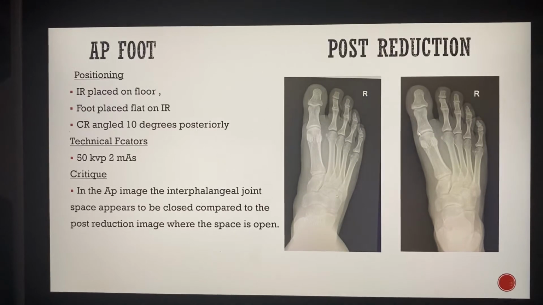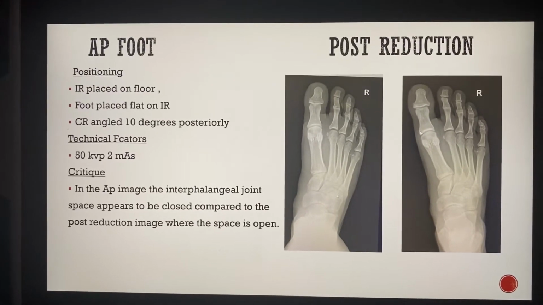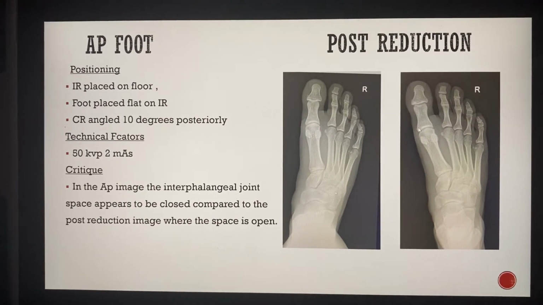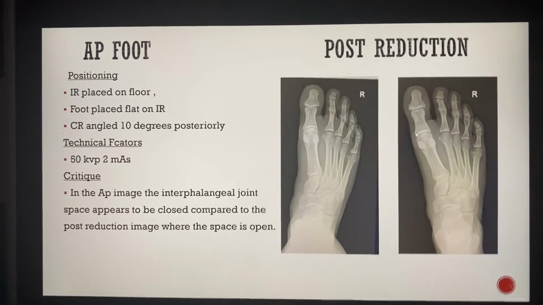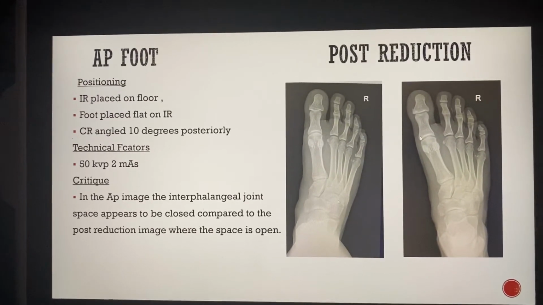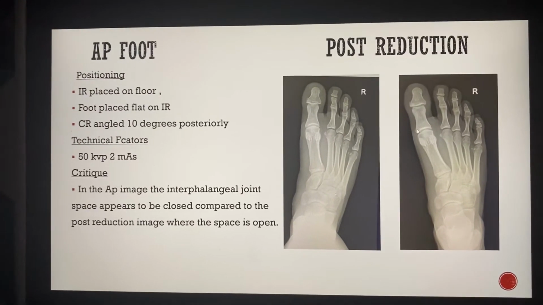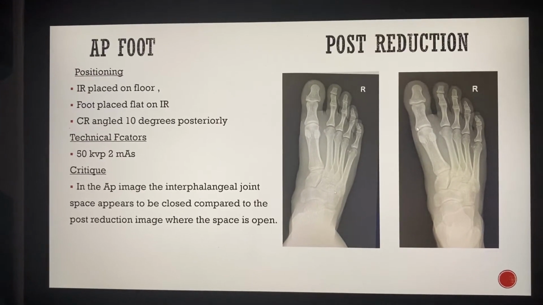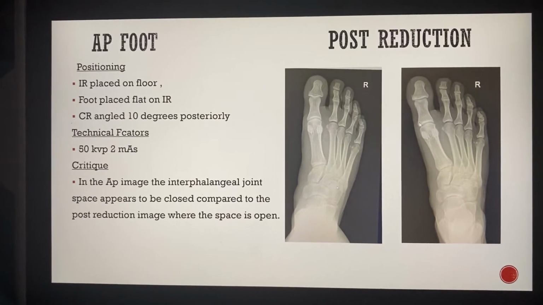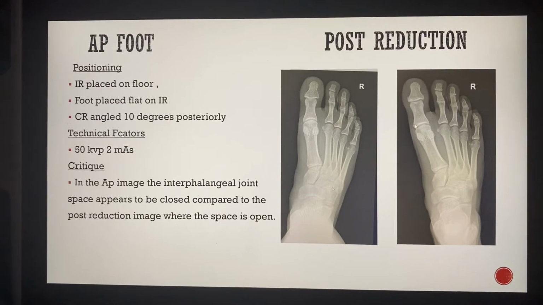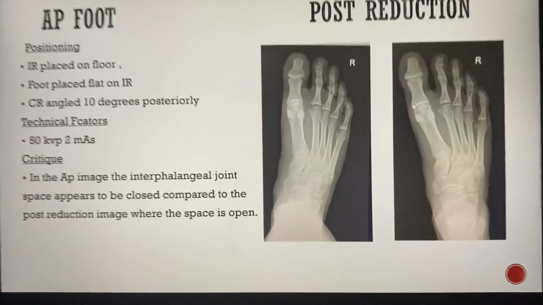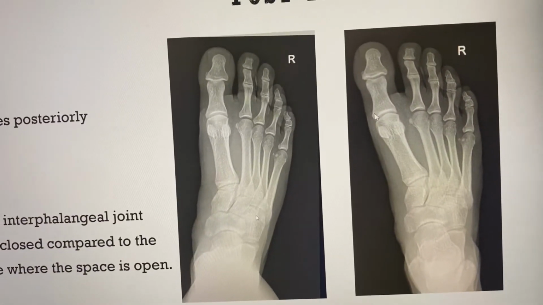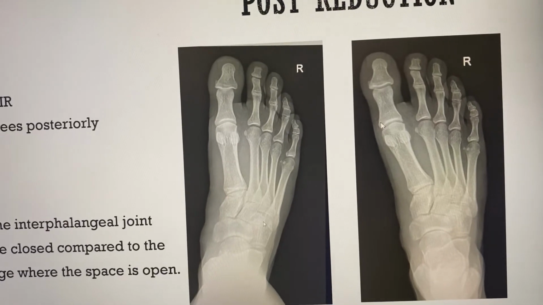The position: the IR was placed on the floor, and the foot was placed flat on the IR. The tube was angled 10 degrees posteriorly. Technical factors were 50 kVp and about 2 mAs. My critique is that in the AP image, the interphalangeal joint space appears to be closed compared to the post-reduction image where the space is open. You can see closely here that there's a little bit of a difference in the space opening.